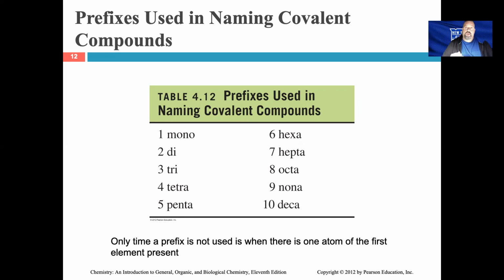Now, the only time a prefix is not used is when there is one atom of the first element present. So the general idea is that prefixes are used in front of both names. The only exception is that if there's one atom of the first element in the chemical formula, the prefix mono is not used. But if you have one atom of the second element in the chemical formula, then the prefix mono is going to be used.